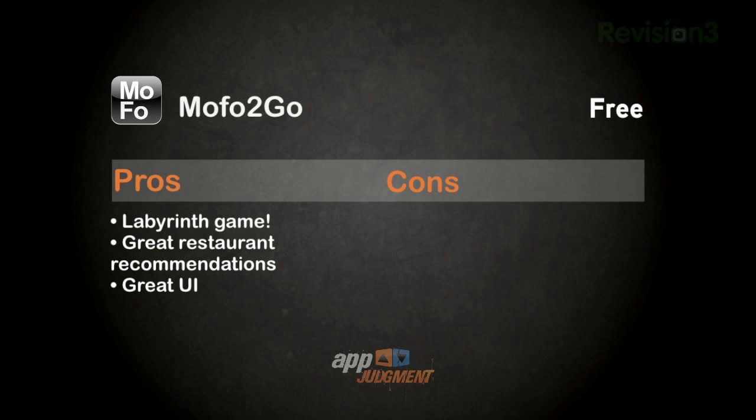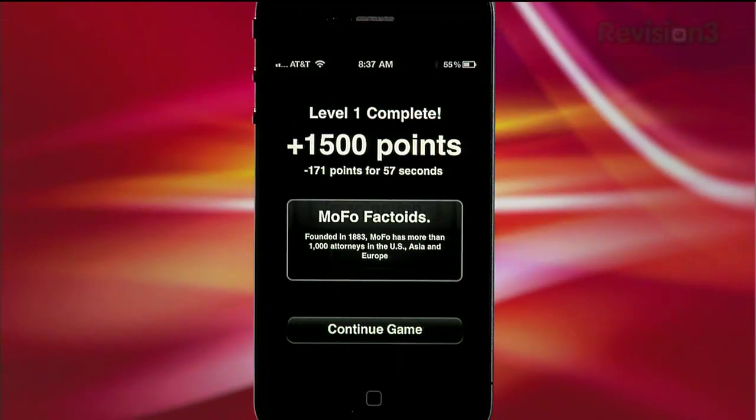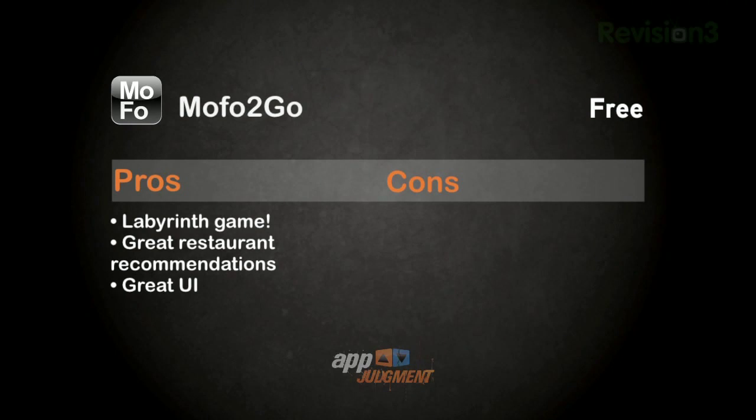Number 1, I forgot to mention the Labyrinth game built into the app, complete with MoFo factoids. MoFo was founded in 1883. Number 2, the restaurant recommendations for each MoFo location are actually pretty solid. And number 3, the app is actually well designed and actually organizes a lot of data quite well.